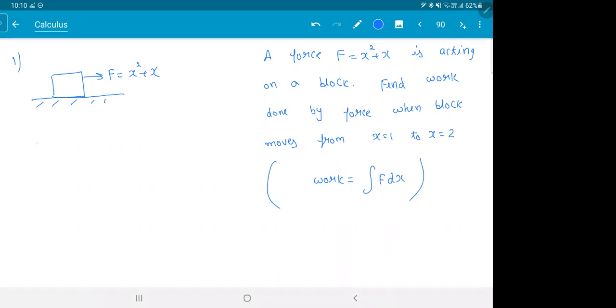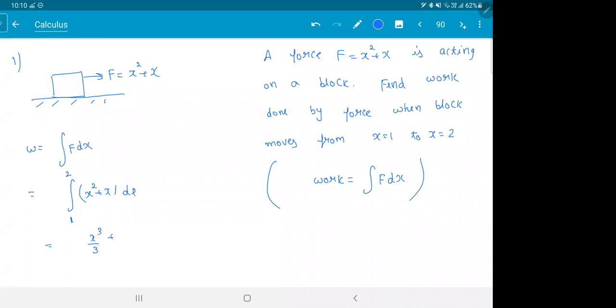What to do? Simple thing. So work done is integral f dx. Substitute there: x square plus x into dx. You said you're going from 1 to 2, meaning your lower limit is 1 and the upper limit is 2. That's it. And you know how to integrate from here.